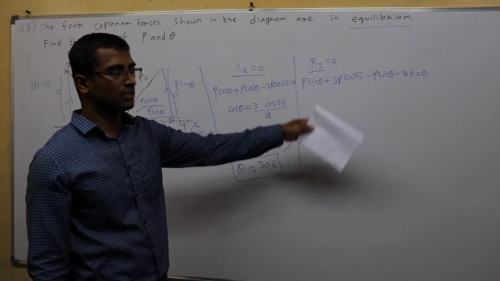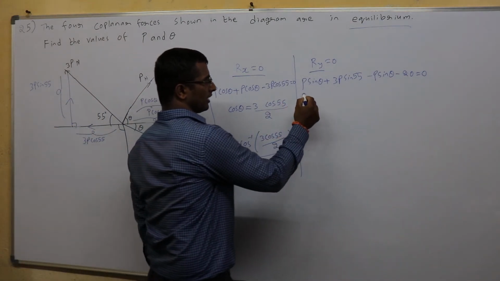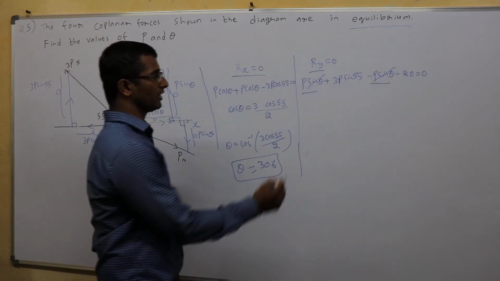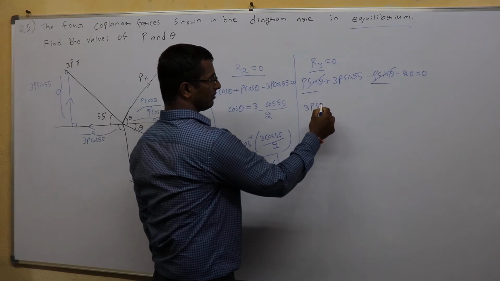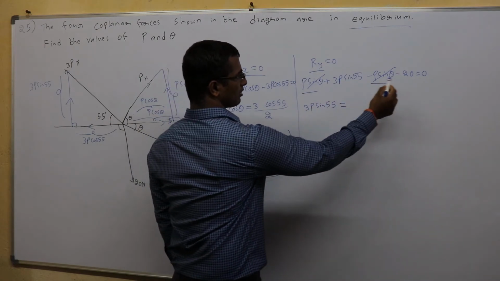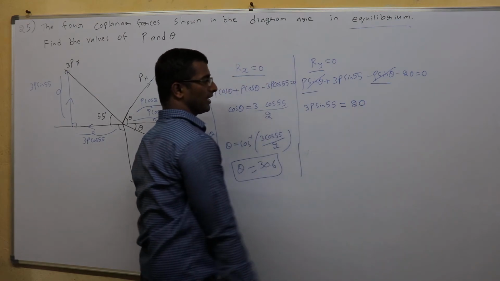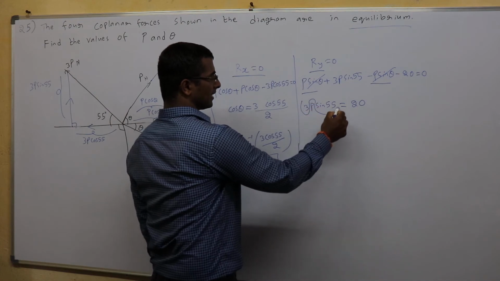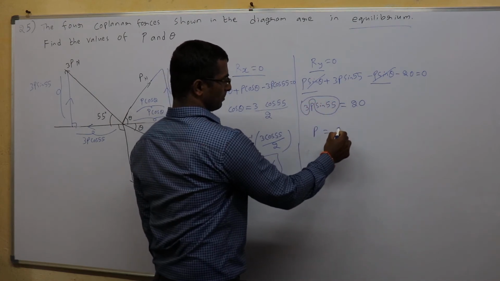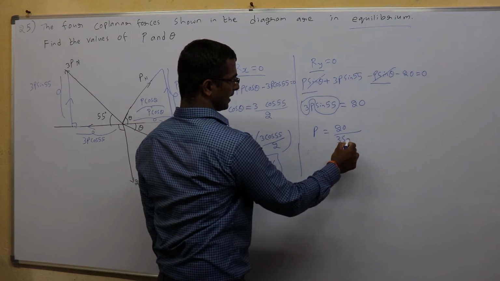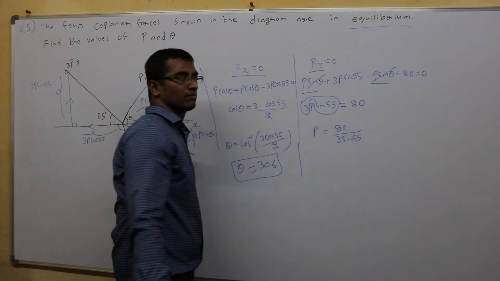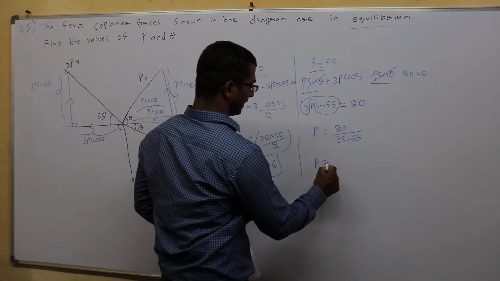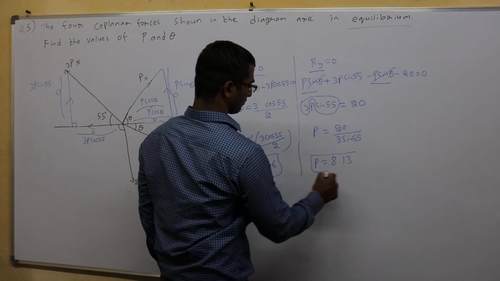Now let's simplify this. What gets cancelled? Here plus P sin theta minus P sin theta gone. So left out is 3P sin 55 equal to, send 20 to the other side, it becomes 20. I want P, so I send this entire thing to the other side. So P equal to 20 by 3 sin 55. Put that in the calculator. You get P value to be 8.13.